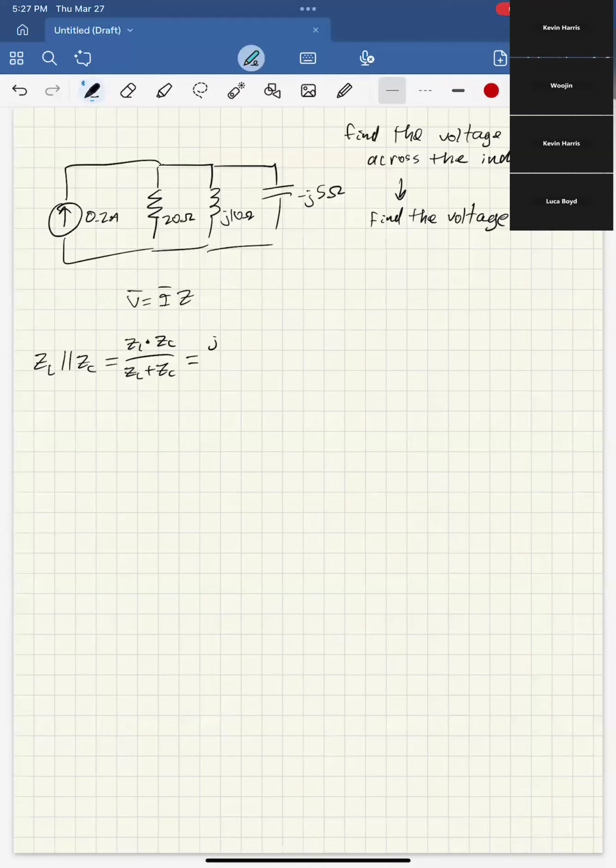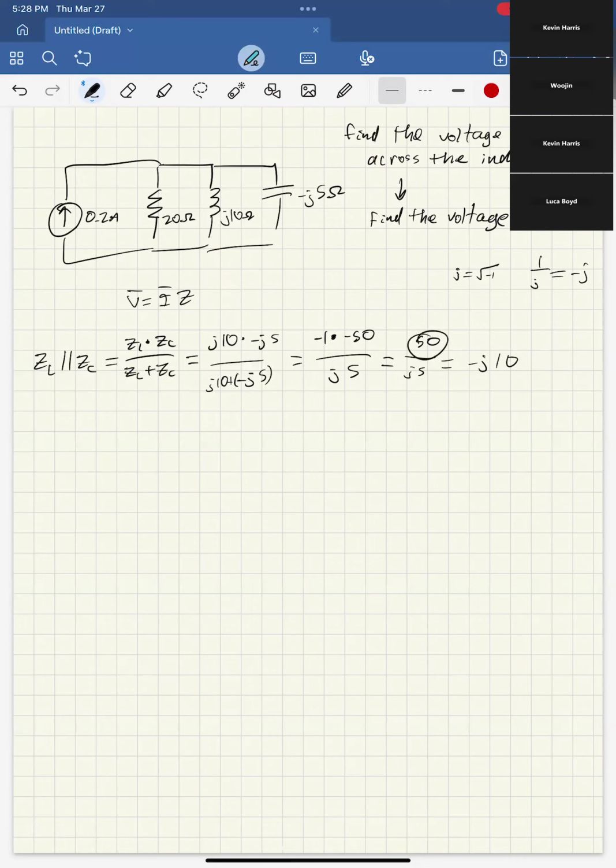Here that is j10 times negative j5 over j10 minus j5. Remember, j is the square root of negative 1, so two j's multiplied together give negative 1. So 10 times negative 5 is negative 50, and on the bottom j10 minus j5 is just j5. This is 50 over j5, and 1 over j is negative j. So this ends up being negative j10, because 50 over 5 is 10. So that's the first one.